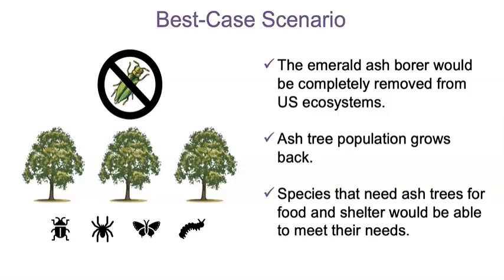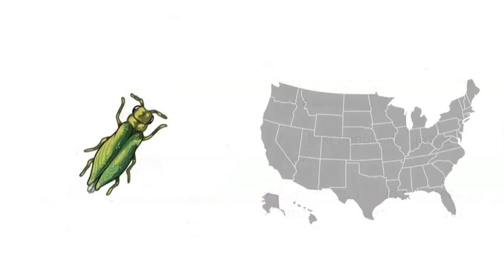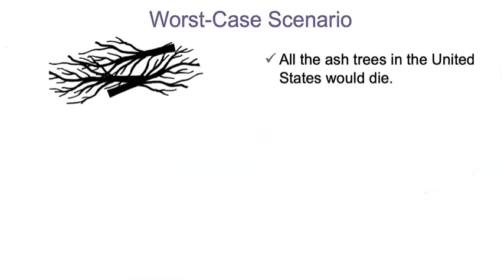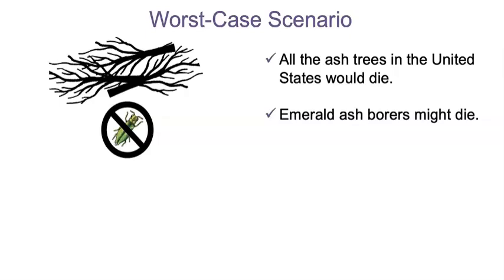Now, let's look at the worst case scenario. What's the worst case scenario? All the ash trees in the United States would die. Then, emerald ash borers might die.